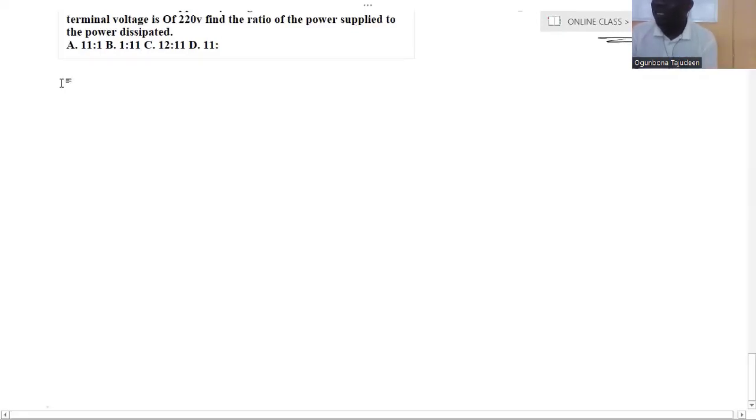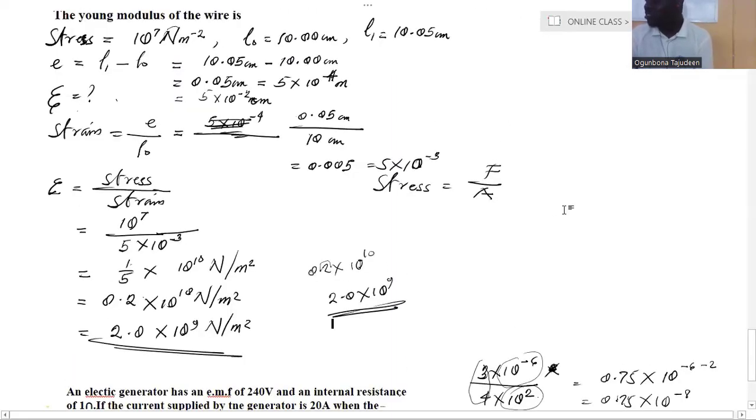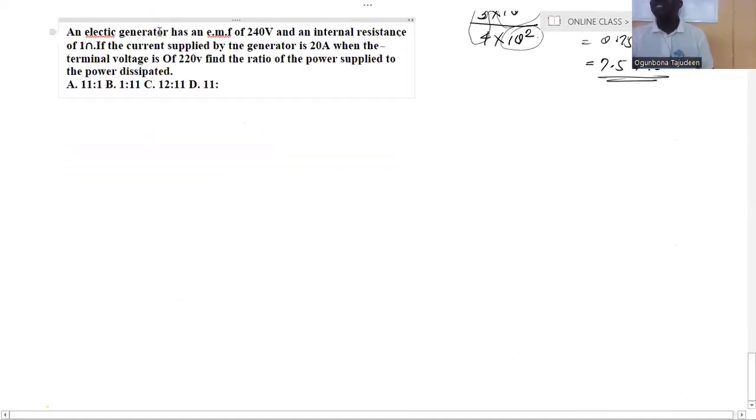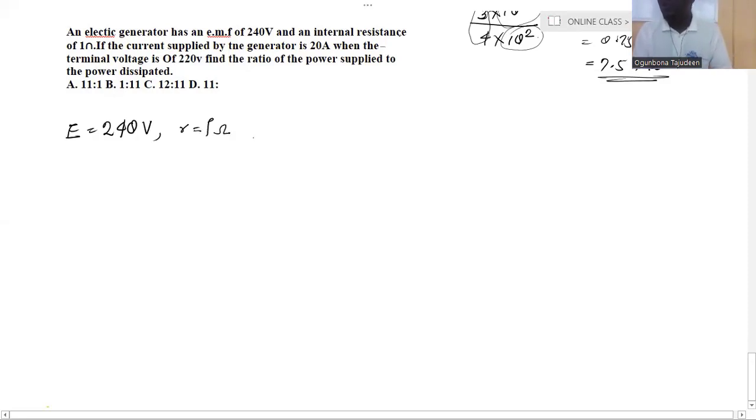Okay, now let's go there. We have this question that is posted just now by Ms. Tura. It says that an electric generator has an EMF of 240 volts, and an internal resistance of 1 ohm. If the current supplied, that is I here, is equal to 20 amps.